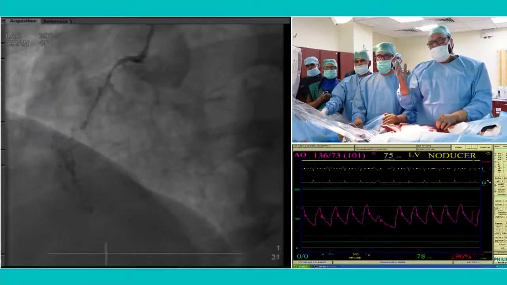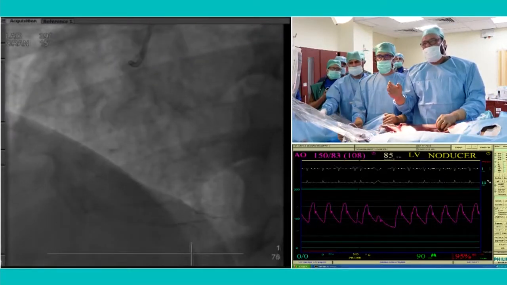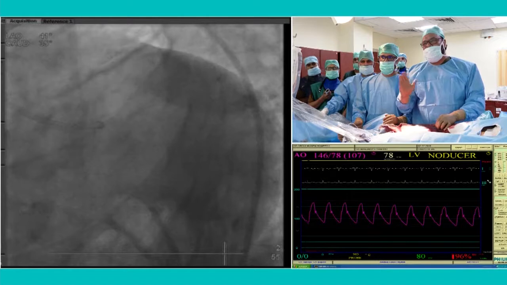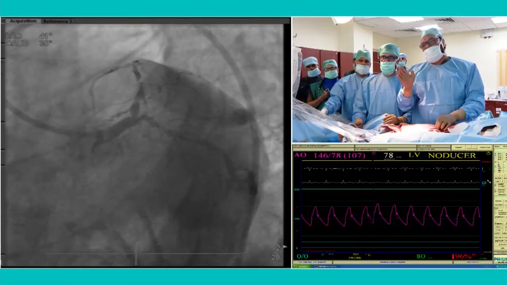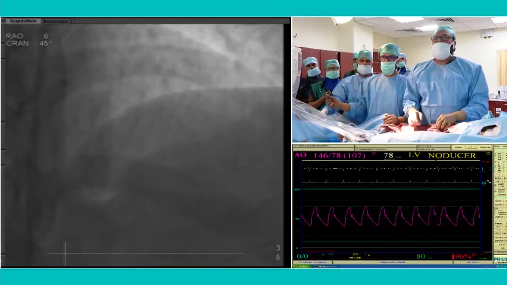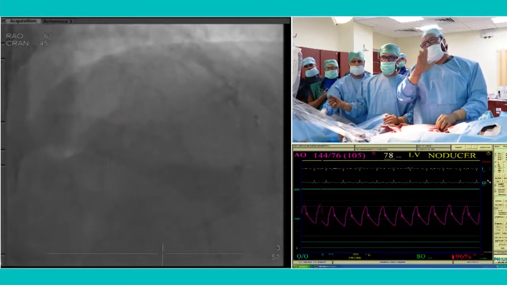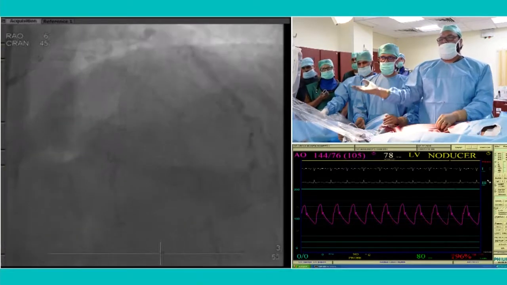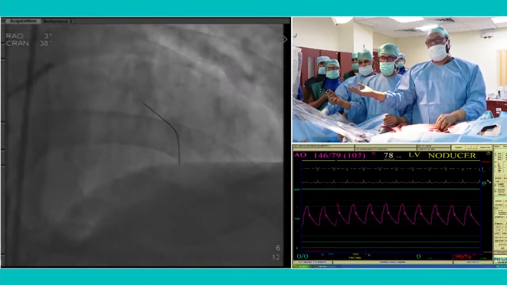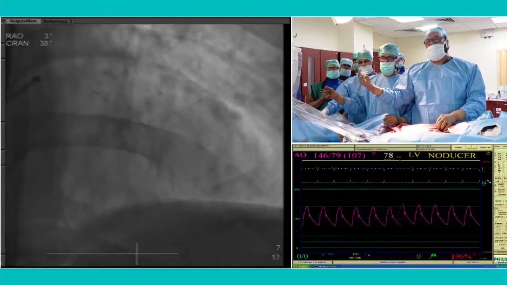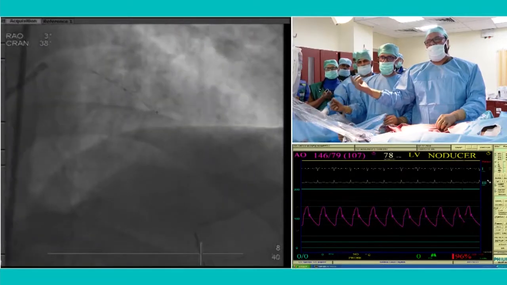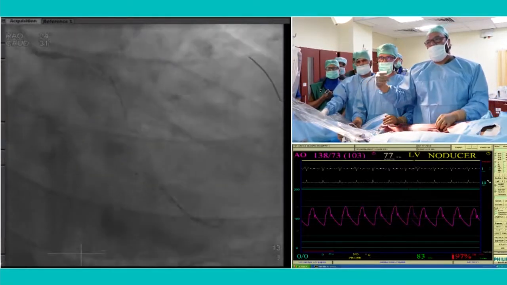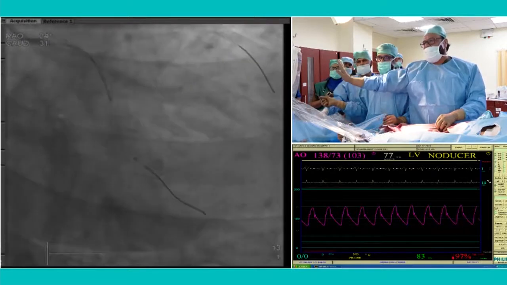So that's the RCA, it's a diffusely diseased small caliber vessel, which we will be tackling later. That's the left system. We see a distal left main disease, ostial LAD, proximal circumflex. And then we have a tight lesion in the mid LAD and a longish segment in the LAD. So we first wired the LAD and then pre-dilated the tight lesion with a 2.5 millimeter balloon. And then we took an IVUS run for both the LAD and the circumflex.